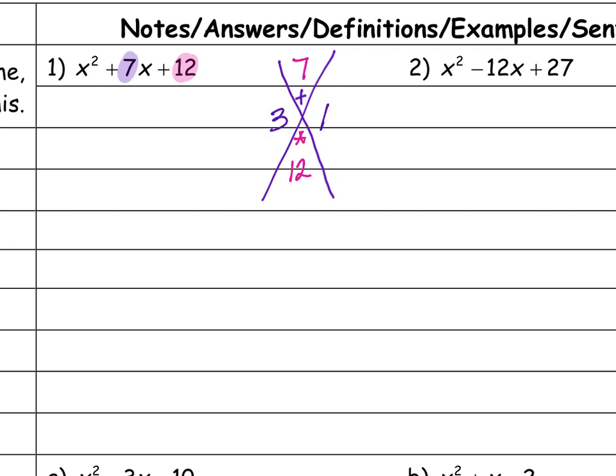So 3 and 4, and it doesn't matter. I could have written them on the other side. I could have written 4 and 3. Does not matter what side I put them on, because it doesn't matter what order you multiply things in. Doesn't matter what order I add things in. So it doesn't matter which order I put them in.